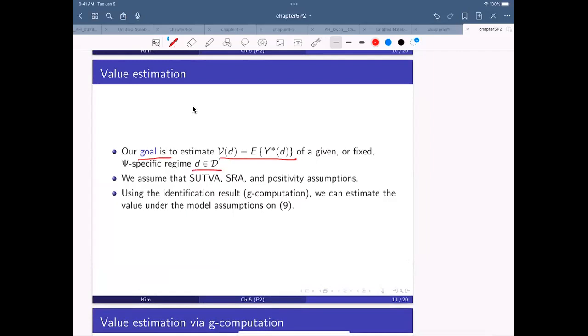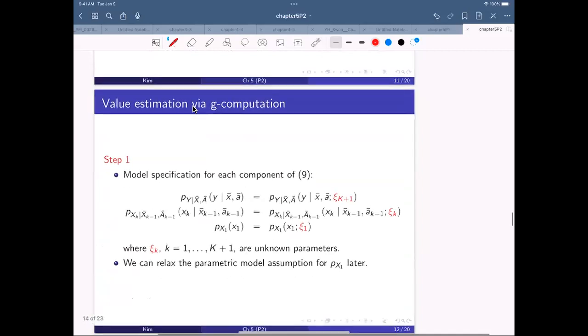So I have a rule, and then for identification we need some assumptions, and then we can estimate the model parameter and then estimate the value. So that is basically the idea.